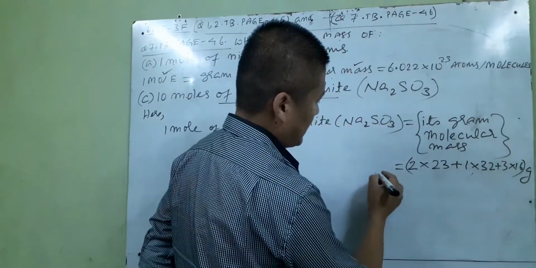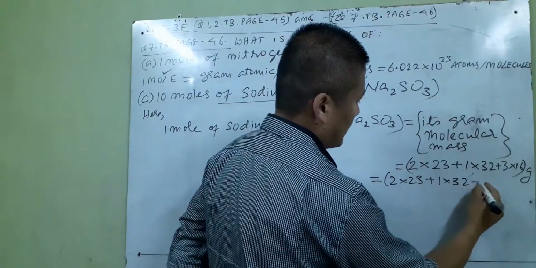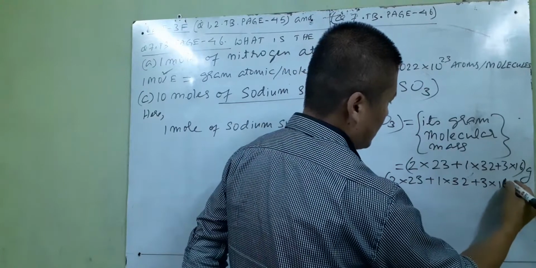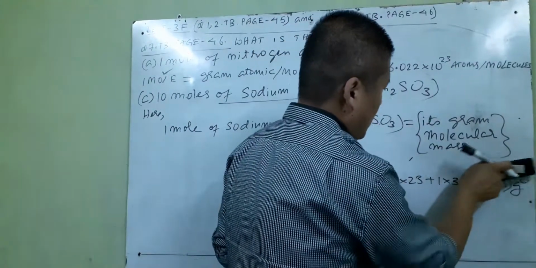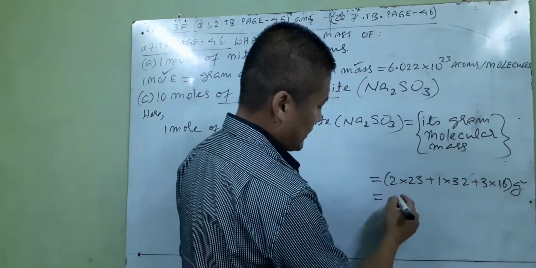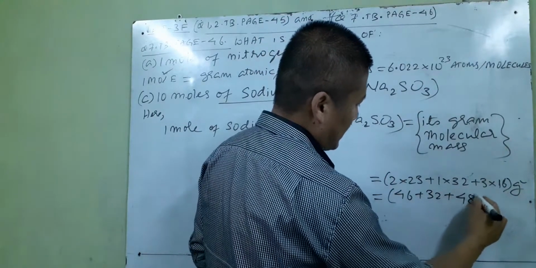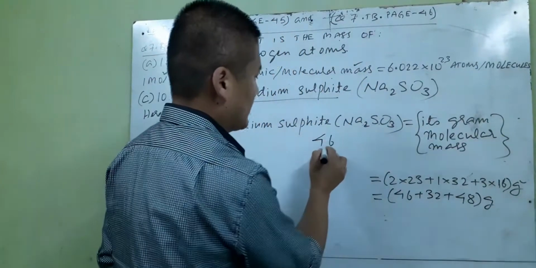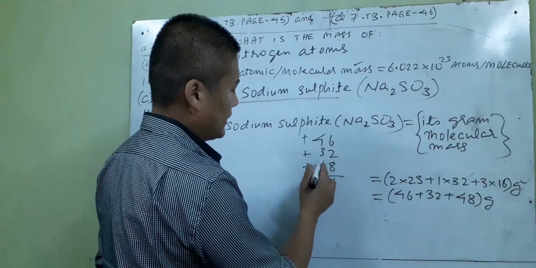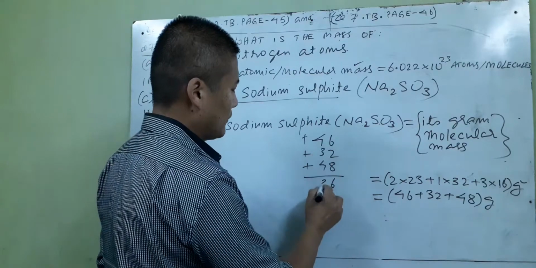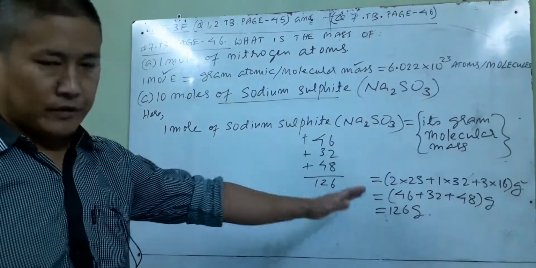So this may as well be written as 2 into 23 plus 1 into 32 plus 3 into 16. This many is the gram molecular mass of sodium sulfite. Now it's just a matter of calculating. This is 46 plus 1 into 32, 32. 3 into 16, 48. This many grams. So 46, 32, and 48. Add these, then you get 126 grams. 1 mole of sodium sulfite weighs 126 grams.